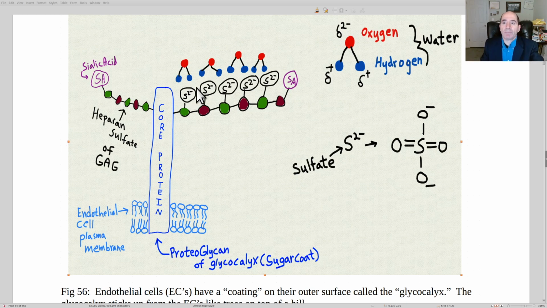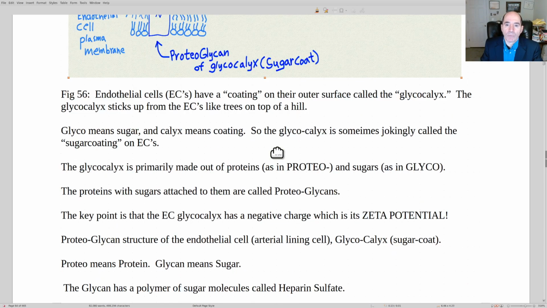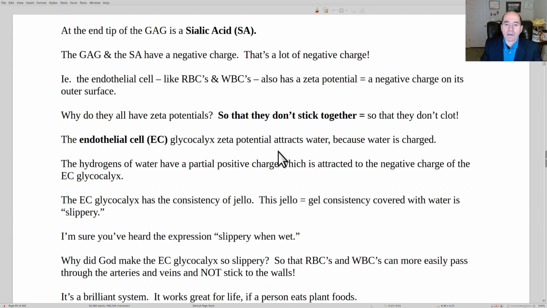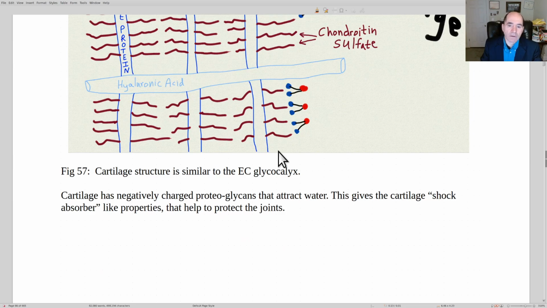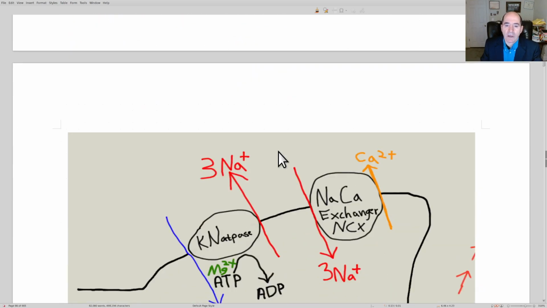This is all going to be real important, and it's going to relate to a bunch of diseases. That's why I'm going over this real quick before we move on to more and more advanced stuff. The whole book is building towards more advanced stuff. I'm giving you the basic physiology. The joint cartilage is very similar to the glycocalyx.